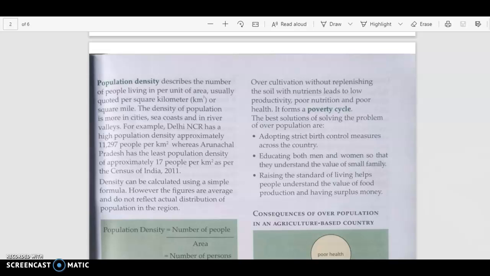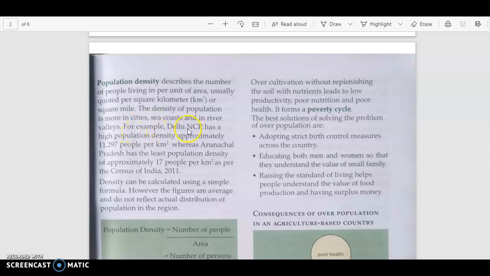Now let us go to the density of population. We just said that densely populated places are those places which have a lot of population, like plains near the rivers. Sparsely populated are the places where you have less population, like deserts, snow-covered regions, high mountains. Now the population density can be described as the number of people living per unit area, right? Usually we take 1 square kilometer, but generally universally we accept 1 square kilometer. So the density of a population is more in a city, sea coast region, near the river valleys.